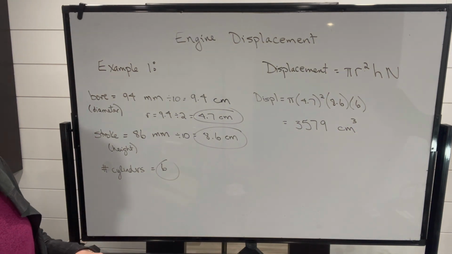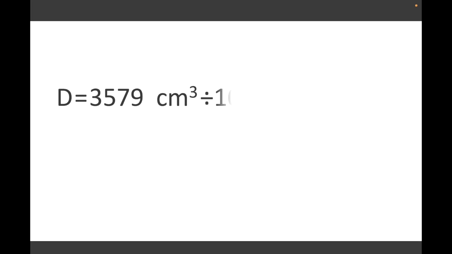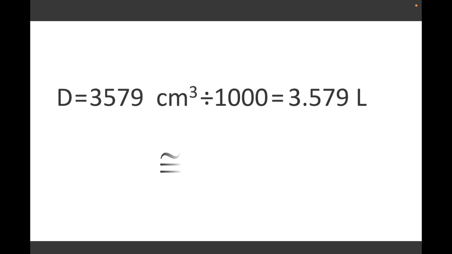Because it's a larger size engine, we're going to convert that to liters, dividing by 1,000. So that's going to be 3.579 liters. And usually you would round that off to one decimal place when you're talking about engine displacement. So that would be a 3.6 liter engine.